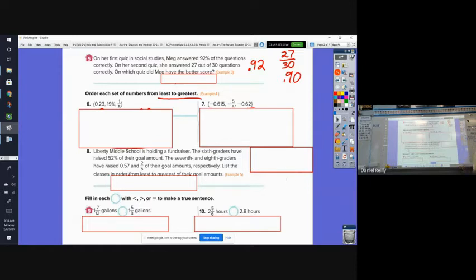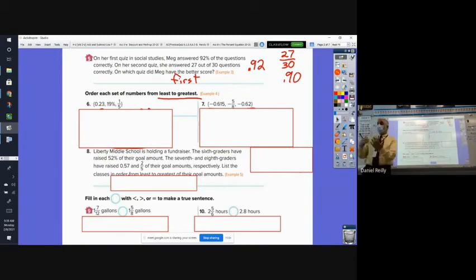Social studies. Well, they were both social studies. The first quiz, right? So the first quiz was 92%. The second quiz, 27 out of 30, which was only a 90%. So the answer is the first quiz. Make sure to answer the question in problems like this. All you did was write 90% or 92% or something like that. That's not answering the question. Which quiz did you get the better score?